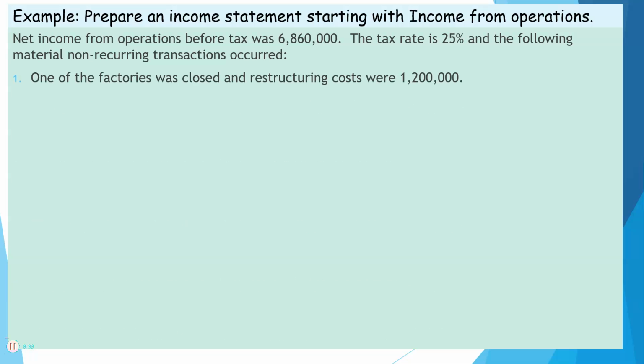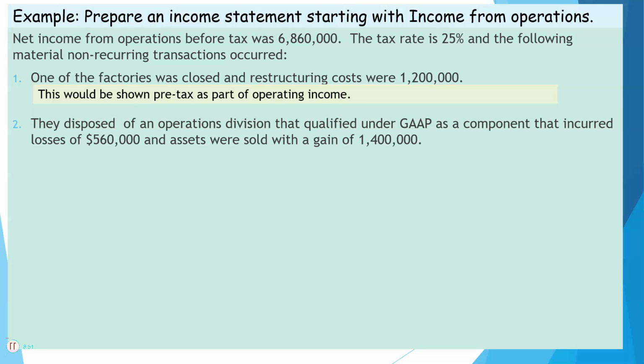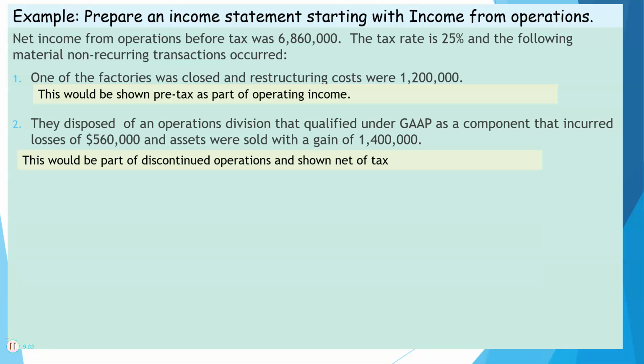One of the factories has closed and restructuring costs were $1.2 million. We know that that would be treated as pre-tax as part of operating income. They disposed of an operation division that qualified under GAAP as a component that incurred losses of $560,000, and they sold off the assets at a gain of $1,004,000. This would be part of discontinued operations and shown net of tax.